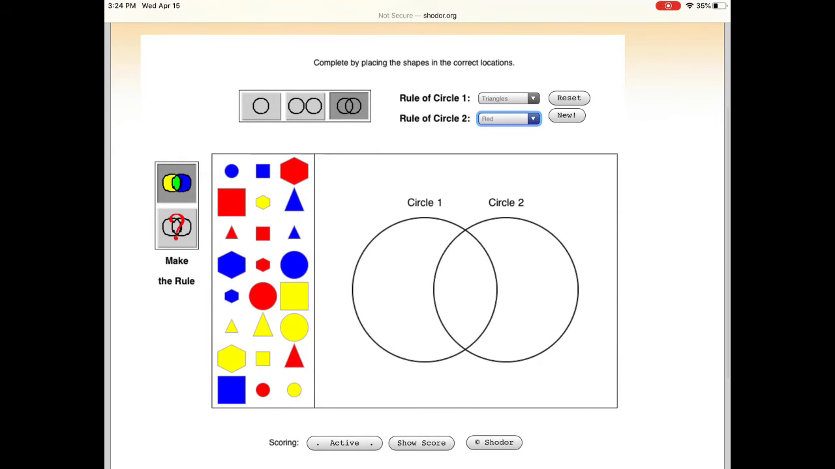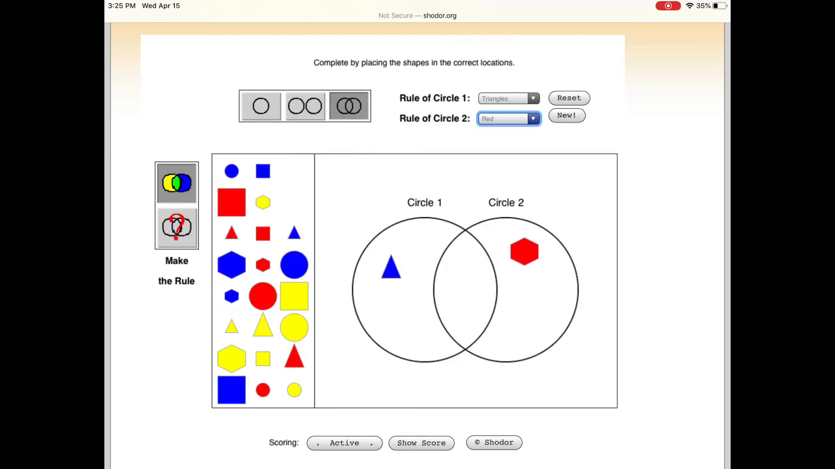Okay, so everything in the first circle has to be a triangle. If I try to put an object in that's not a triangle, it won't stay. Here, the triangle stays in circle 1. Everything in circle 2 has to be red, so if I try to put an object that's not red in circle 2, it will not stay. In the overlapping region, that's going to be objects that are both triangles and red.